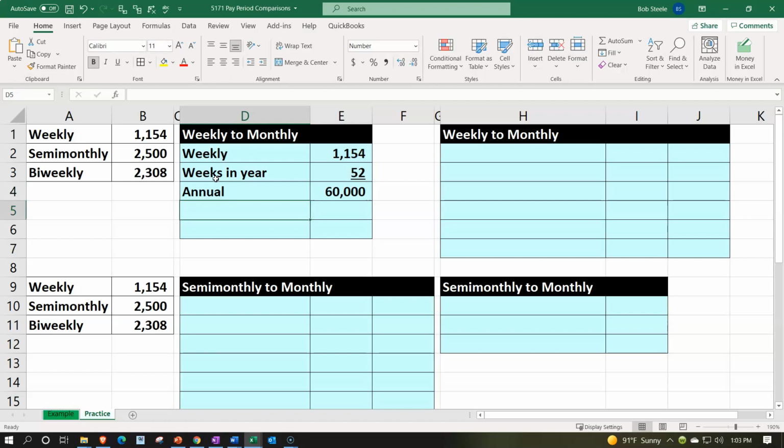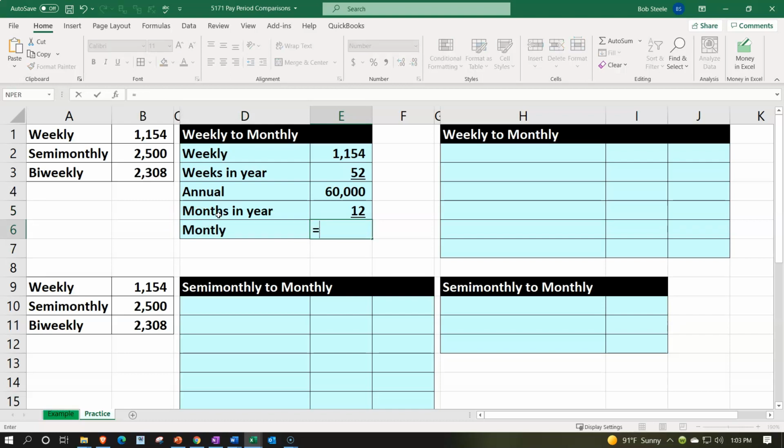That will give us our 60,000, and then we're going to have the months in a year, which are 12, breaking it back down to the monthly amount. So we'll bring it up to the yearly amount and then break it back down to the monthly amount. Monthly amount would then be equal to the 60,000 divided by 12, and that would be the 5,000 a month. So you can think about it this way too.